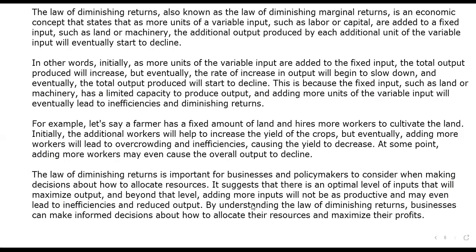So for example, let's say a farmer has a fixed land and has more laborers to cultivate the land. Initially, the additional output from each farmer will increase the yield of crops, but eventually adding more workers will overcrowd, bring in inefficiencies and will cause the yield to decrease at some point. So this is where the law is important. So you need to know when to stop employing.